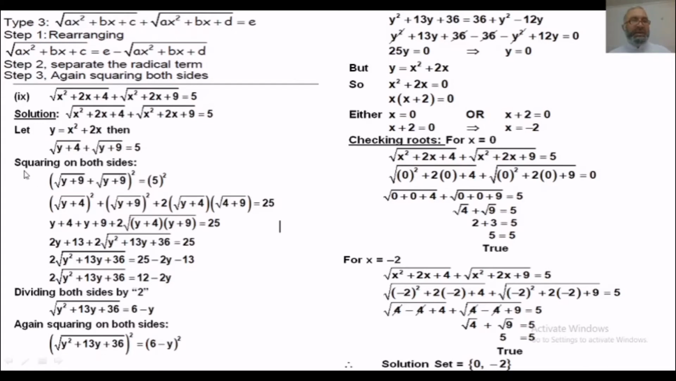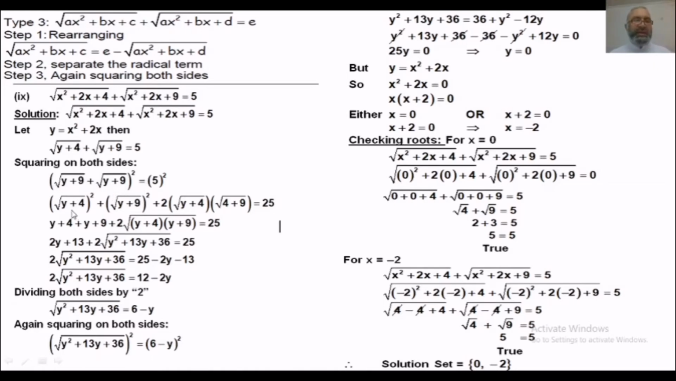Squaring on both sides, on the left side there are two terms, so expanding by a plus b whole square, we get the square root of y plus 4 whole square plus the square root of y plus 9 whole square, and so on. So expand this by the a plus b whole square form.